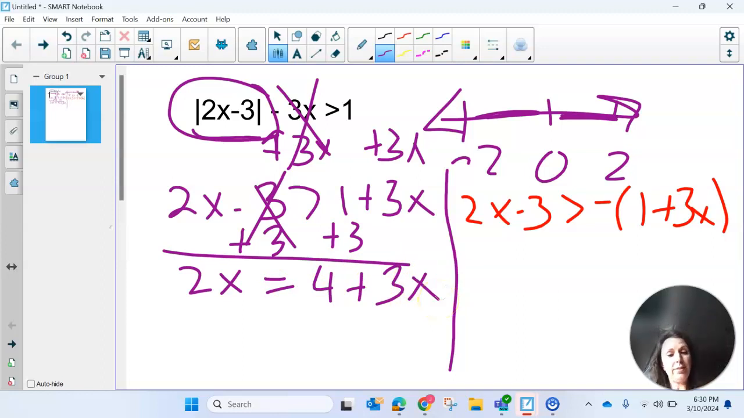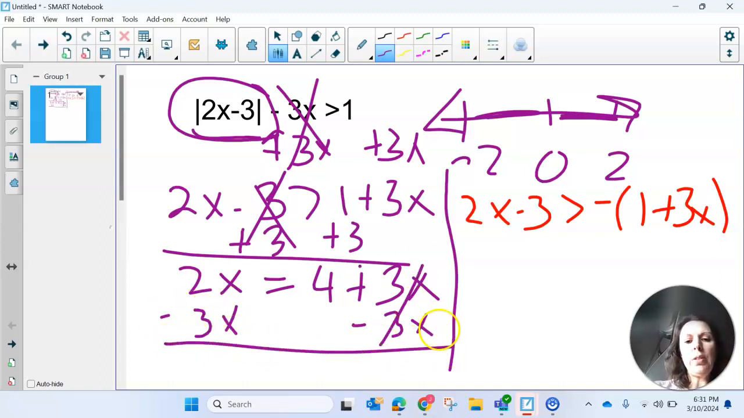Are we done? No, math is never that easy, is it? We got a variable over here. We have a coefficient and variable over here. What are we going to use? I heard subtraction. Yes, because that is the inverse operation. So we're going to subtract that 3x on both sides. When we do that, those cancel out. 2 minus 3 is -1x equals 4.